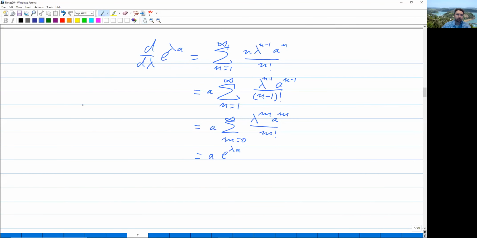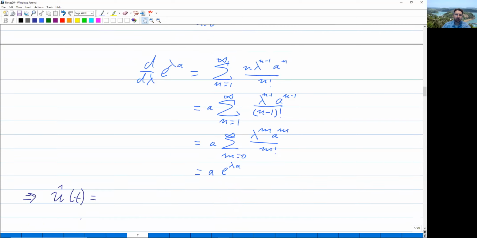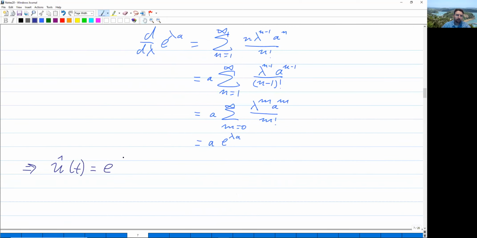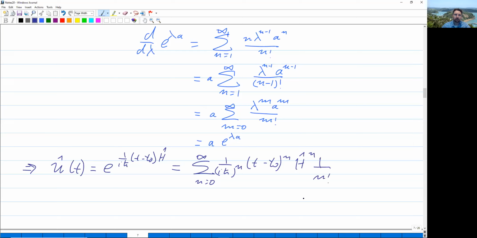And what does that mean? So what we have is that U hat of t, which is, remember, 1 over i h bar, t minus t naught, etc. It's e to the power of 1 over i h bar, t minus t naught, H hat, is actually the sum n equal to 0 to infinity, and then 1 over i h bar to the power n, and then t minus t naught to the power n, and then H hat to the power n, 1 over n factorial.